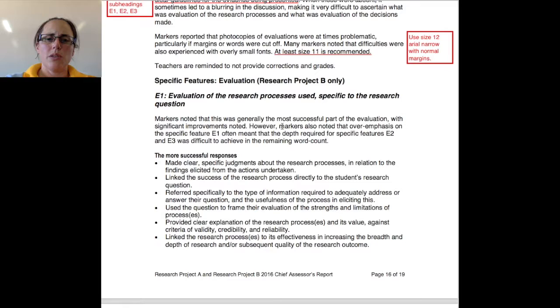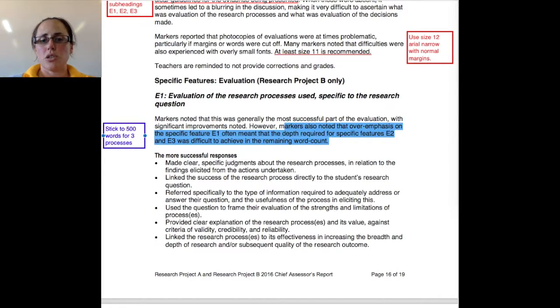But first of all, if you look at the Chief Assessors report, what they've actually said is that lots of kids put too much into this section. They think it's the really most important part of it. In reality, this is worth as much as what the next two sections are worth. So you need to stick to about 500 words discussing 3 different processes in this section. In total, this bit should be about 500 words out of your 1500.